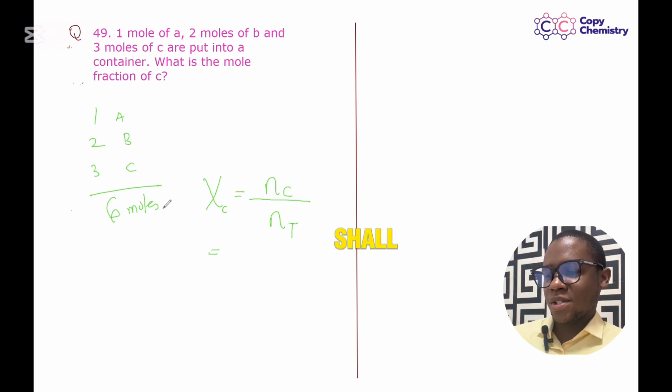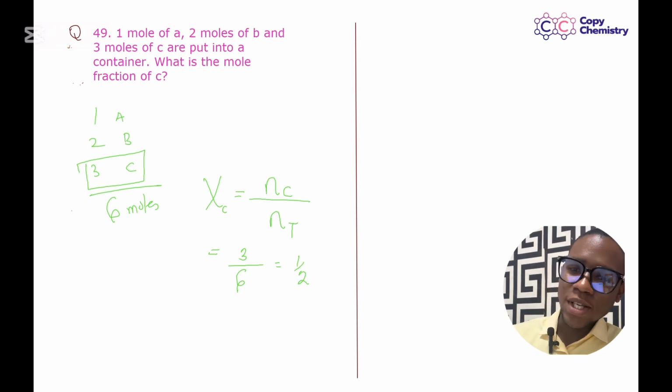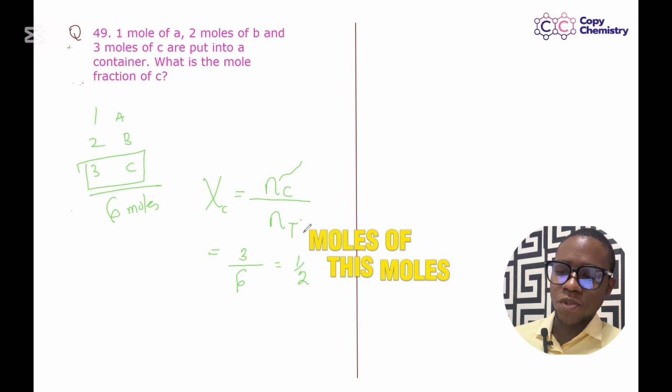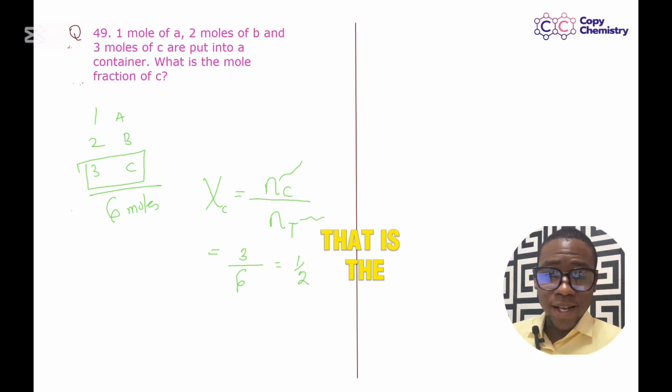So let's apply, shall we? The number of moles of C is 3. The total number of moles is 6. And your mole fraction is 1 over 2. Does it have a unit? No, it doesn't. Because it cancels out, right? Moles of this cancels out. No units. Right, that is the end of 49.